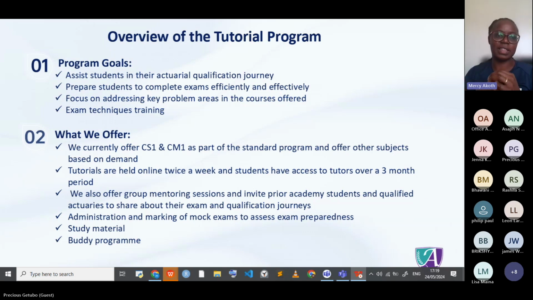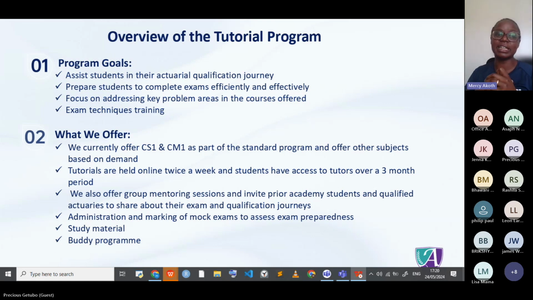That leads us to the third goal of the program, which is that the focus is mostly on addressing the key problem areas in the different courses that we offer. So the aim is not to go through the course material end to end. Our goal is to help with those very difficult areas and the bulky topics. It's all about efficiency and coming up with a winning strategy as opposed to going through the material blindly.